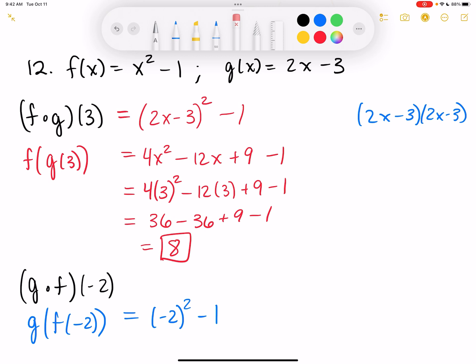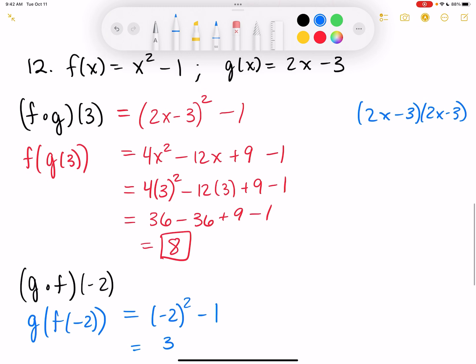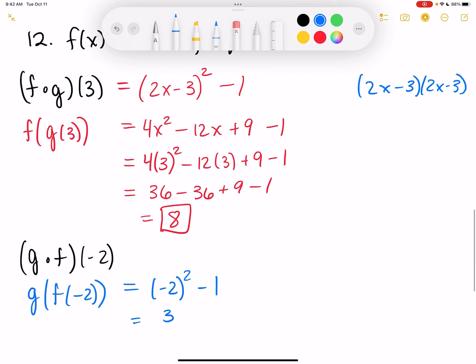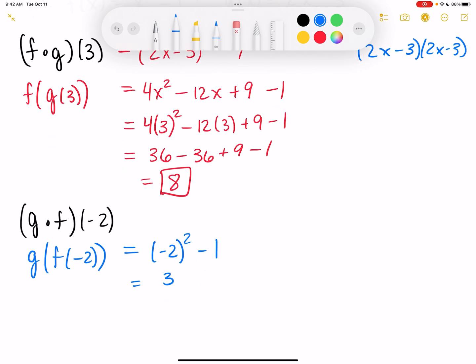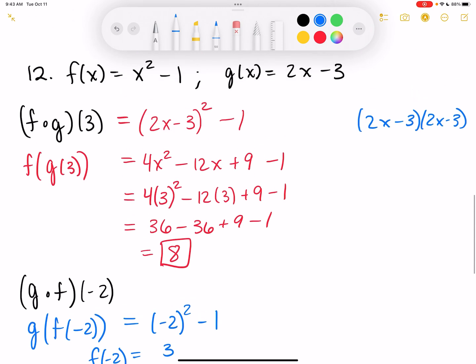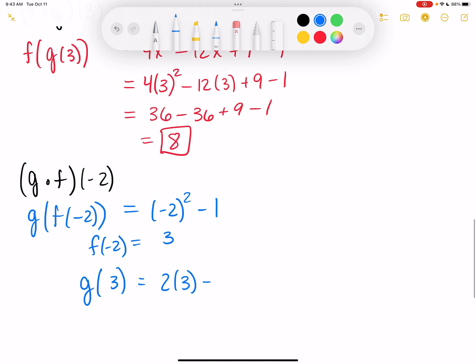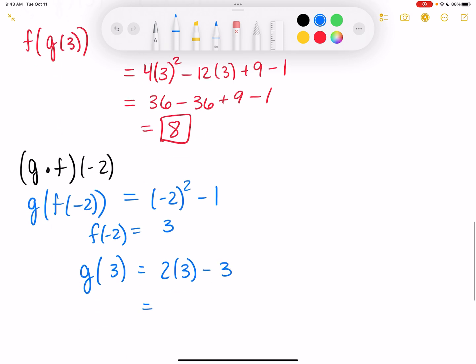Oh my goodness, what is happening? Okay. So now in g of x, I'm plugging in 3 for x. Because now what I have, f of negative 2 is equal to 3. So this is f of negative 2, just so you can see it. So now I'm doing g of that, which was 3. So I'm plugging in 3 for g. So what is that going to be? So 2 times 3 minus 3 would be what? 3.